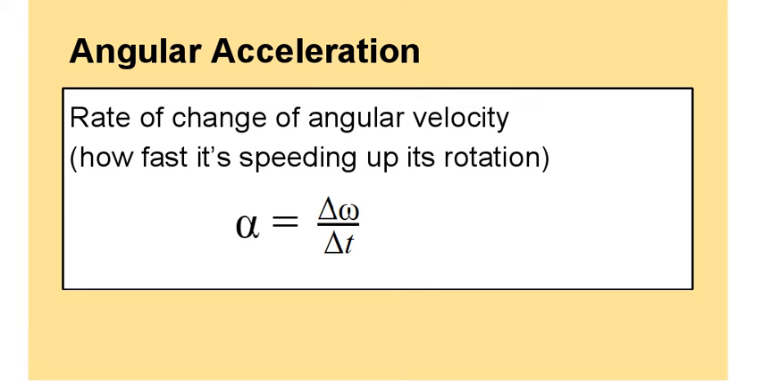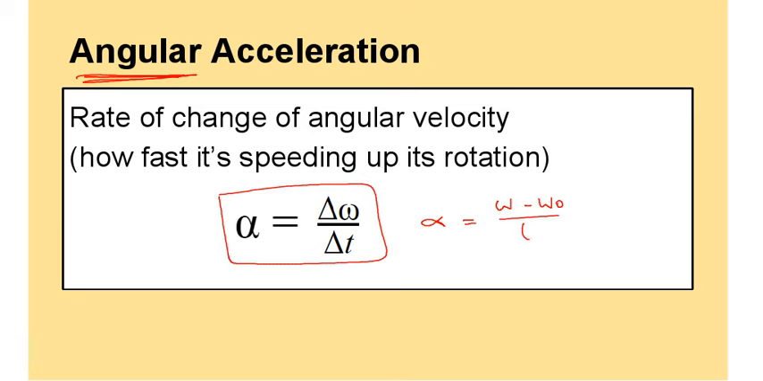Angular velocity can change, just like we have a change in velocity and call that acceleration. If I have a change in angular velocity, that is the angular acceleration. So there's that word that we tack onto the front, and all we have to do is say how much did my angular velocity change. You could also write this: alpha, the angular acceleration, is equal to the final angular velocity minus the initial angular velocity divided by the time.